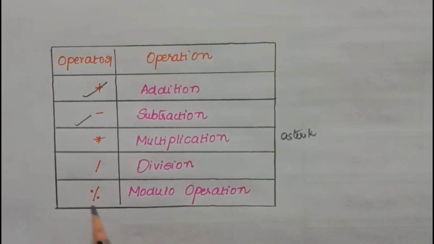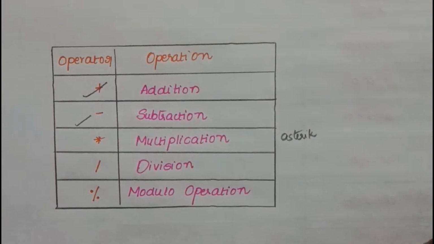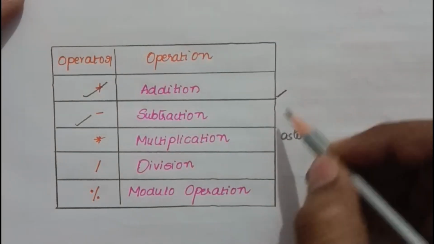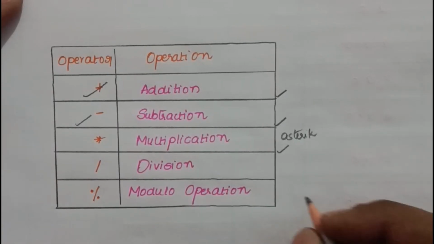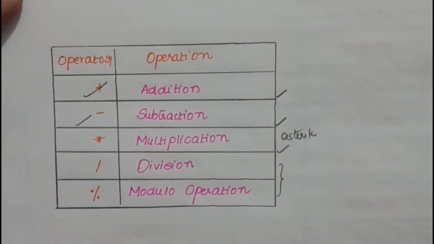And finally, the percentage symbol is used to represent the modulo operation. These three are the ones we basically use. What we have to focus on more is, in between these two operators, how each operator is different from one another.